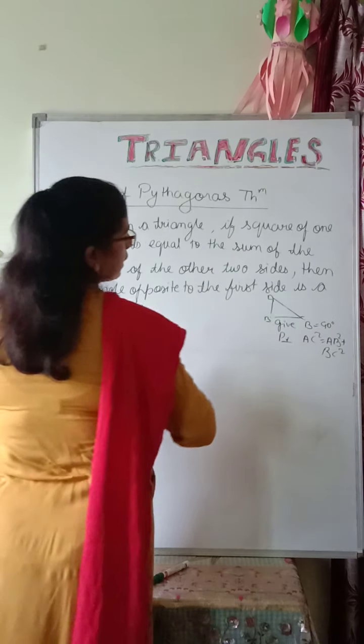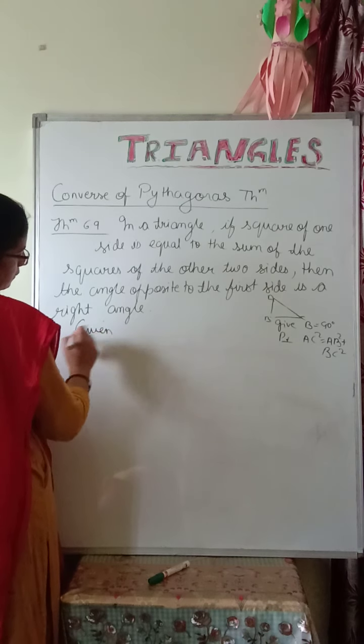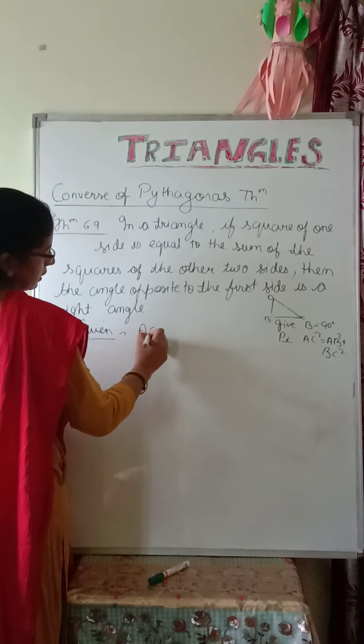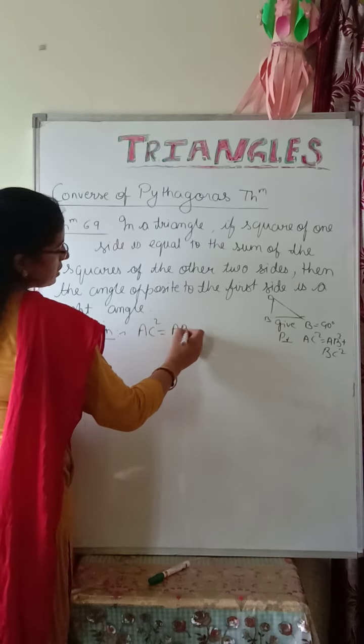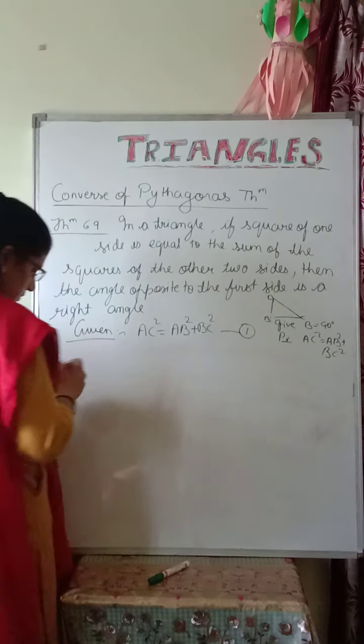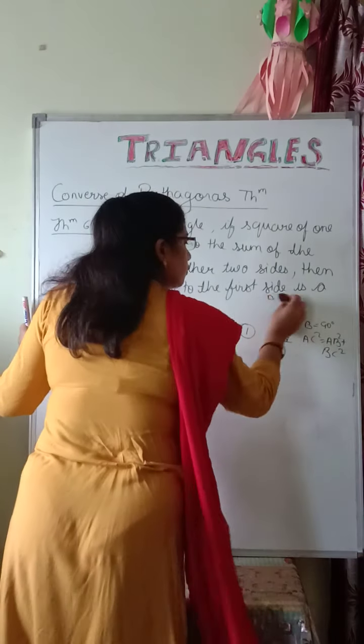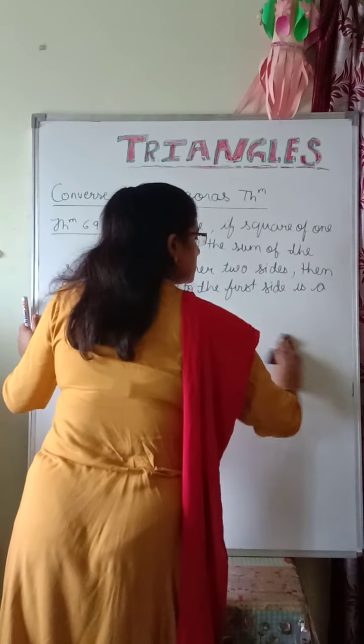तो हमें प्रूफ करना है कि angle B is 90 degree. So what is given to you? Very first you write given. You are given that AC square is equals to AB square plus BC square. Let me say this is equation number 1. Okay. So now what you have to prove? You have to prove that angle B is 90 degree.